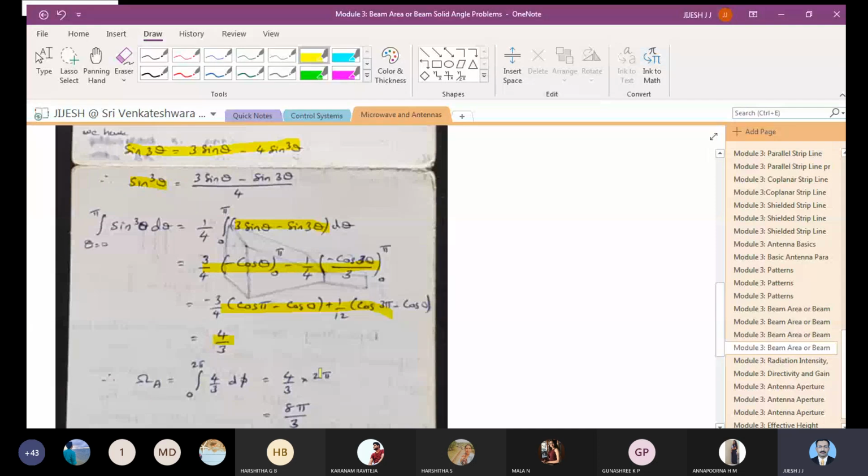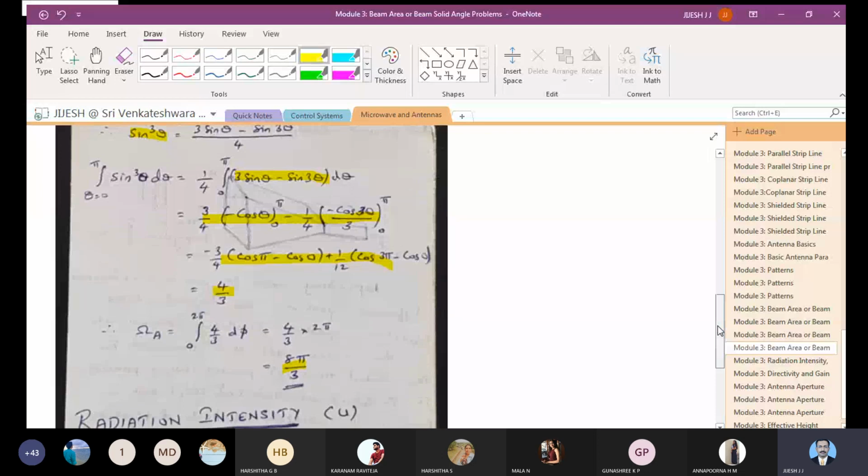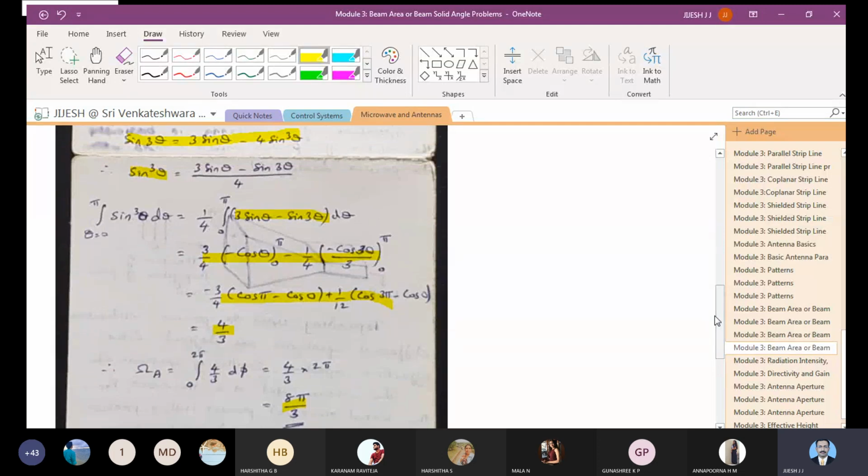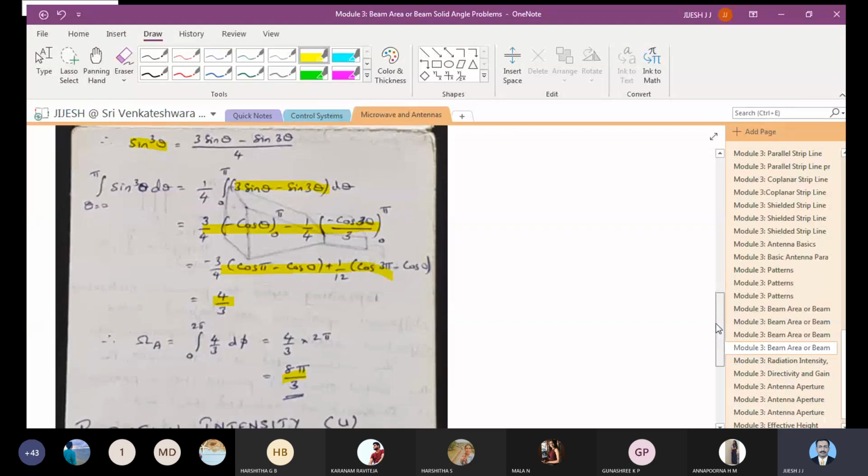Here we are not asked to find it using the approximate method and all those things. Here you can just go with the exact method and complete this problem. In the previous problem, they specifically mentioned to find omega A using the exact method and the approximate method. Here they didn't say anything, so we can just find it using the exact method. So omega A will be 8 pi by 3. Here integration is a key part. Other than that, the rest of the things are quite simple.